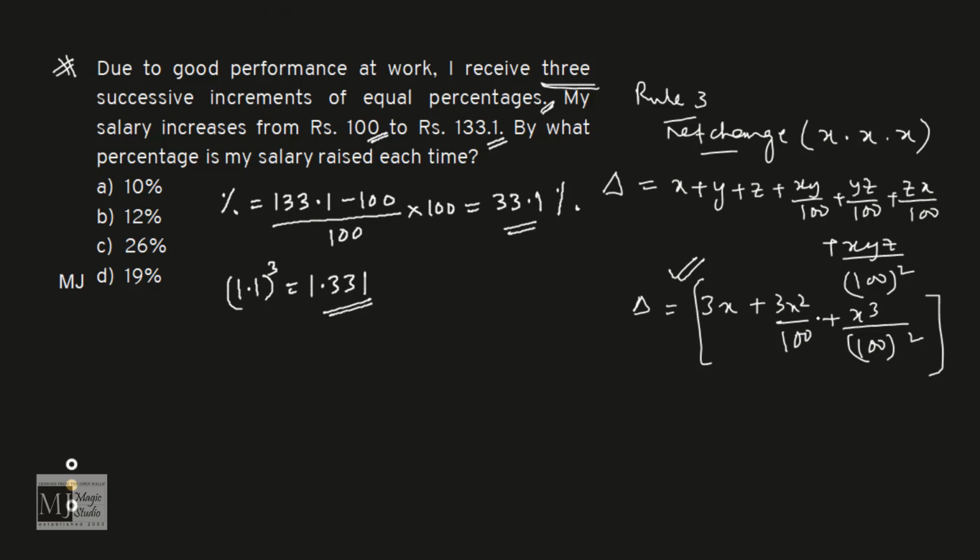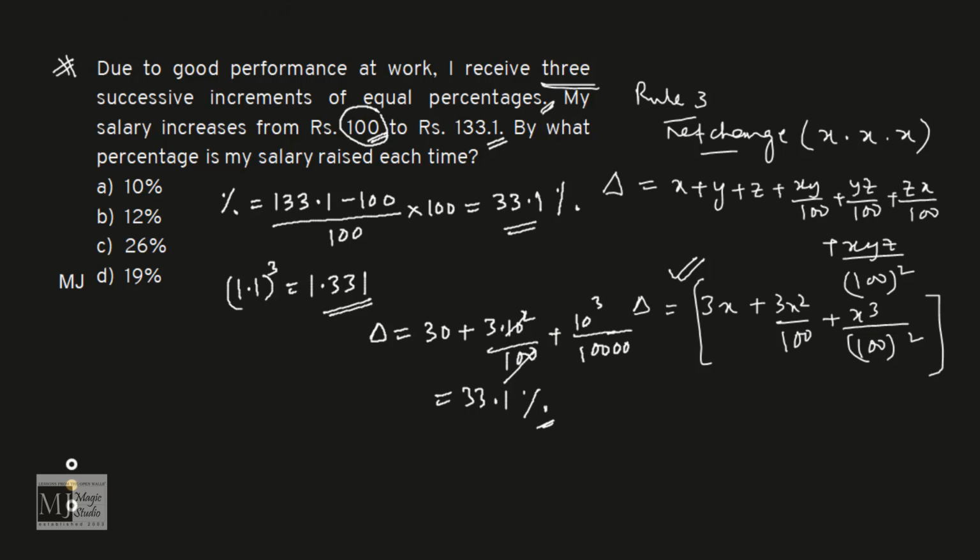Or just put in x equals to 10 in the equation which we have derived and just check it out. So delta would be 3 into x, 3 into 10 would be 30, plus 3 into 10 square by 100, plus 10 cube by 10,000. This will give us what? 30 plus 3, and this will give us 0.1. So it is 33.1 using the same formula.